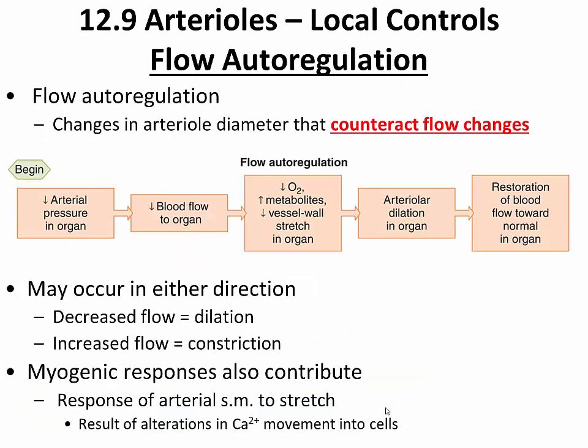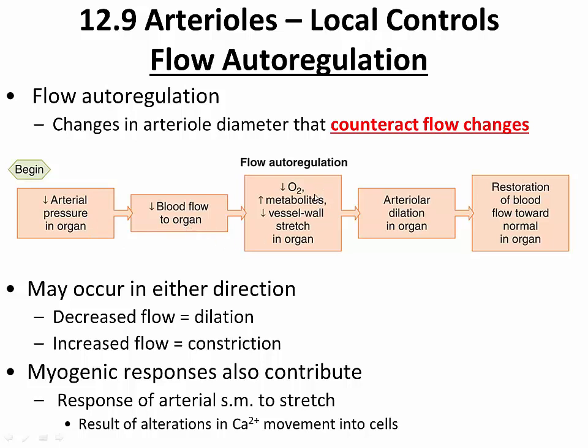The second of the local controls is known as flow autoregulation. Flow autoregulation is a form of homeostasis that counteracts flow changes and therefore keeps roughly the amount of blood flowing to a particular organ constant at any given time. So the basic idea is illustrated in our little diagram here. We have decreased arterial pressure going to that organ. We have decreased blood flow to that organ.